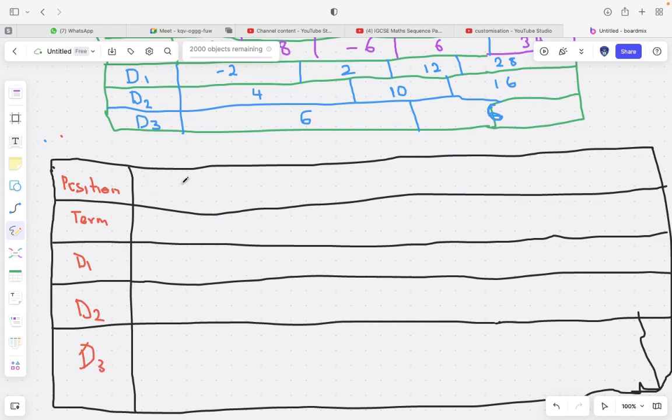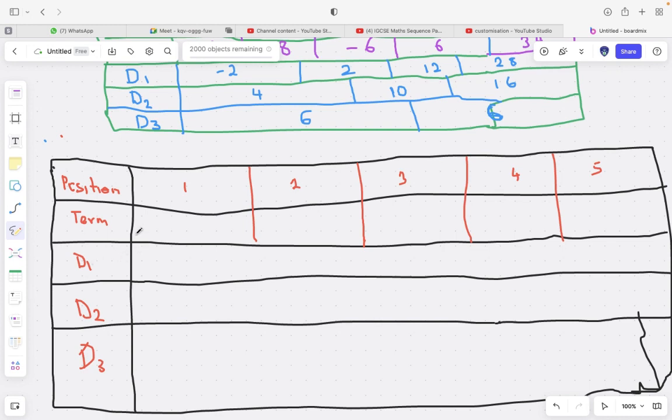Okay, for position 1, here is 1, right? Here is 2. Here is 3. Here is 4. And here is 5.